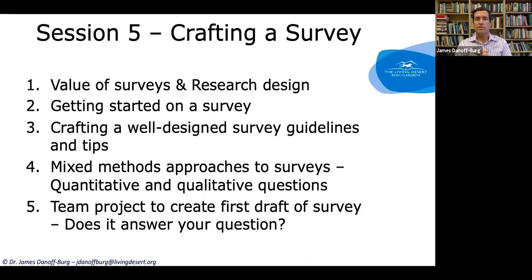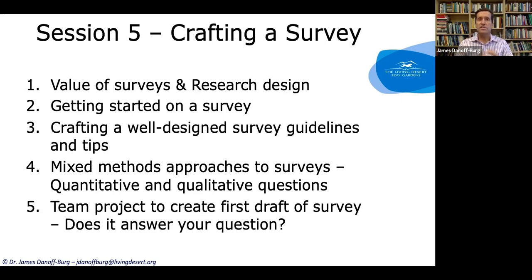So we'll talk about the value of these structured surveys. And when I mention surveys today, almost always I'll be talking about structured surveys, not semi-structured, not focus groups, not discussions, not open-ended explorations. This is going to be a structured survey. And there'll be a mixture of qualitative and quantitative data and questions that we'll gather together.